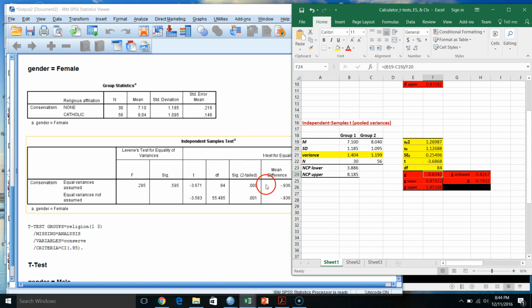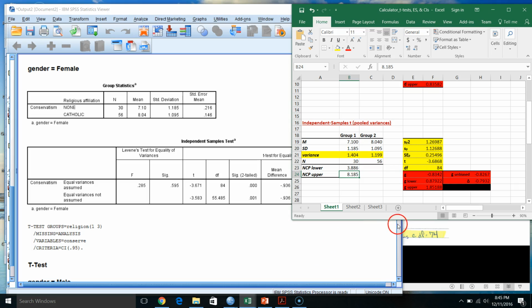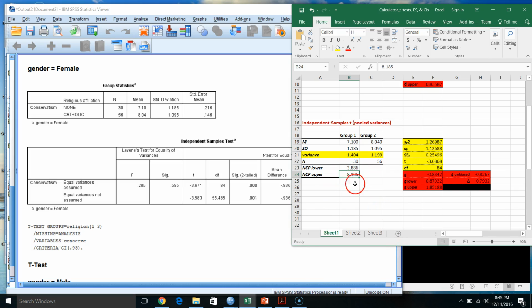Okay, we could also go through and take that test statistic, get a non-centrality parameter for our upper and lower limits, and calculate a confidence interval around that if we wanted to. You guys know how to do that, so we won't worry about that here. But it's something you could do if you were interested in the confidence interval around this large effect that we've found here.